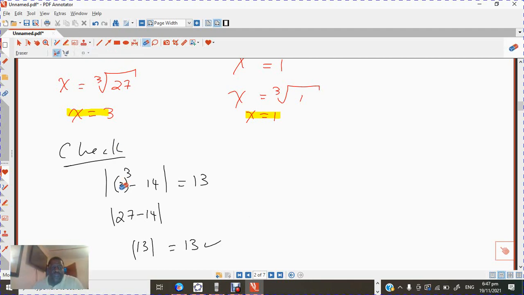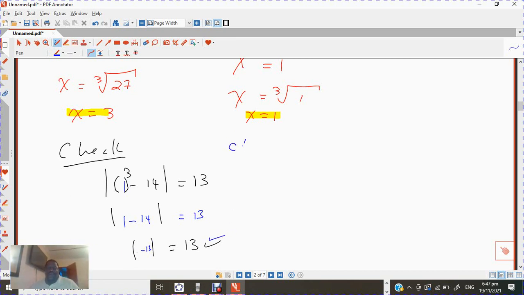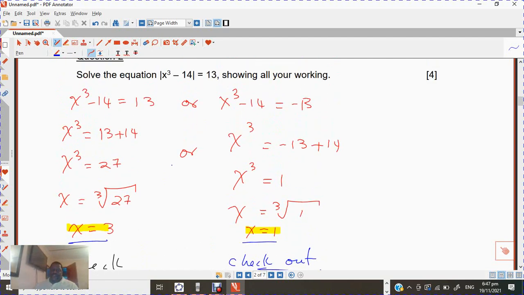So what if we include 1 as a solution there? When we put a 1 here, let's use a different color, we are going to have inside the absolute value bracket negative 13, to be exact. So that's going to be 1 minus 14, which is negative 13, and the absolute value of negative 13 is 13. So both solutions check out. So x equal to 1 or x equal to 3 would definitely work for this particular equation.